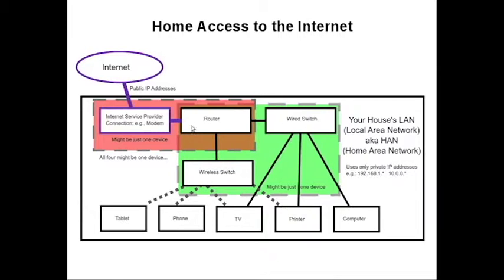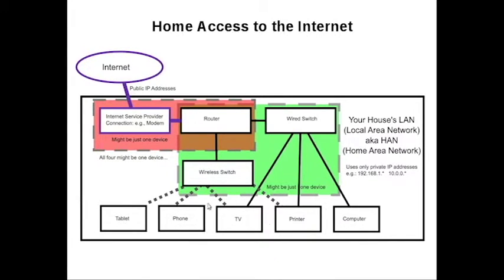So the next thing that has to happen is you need something called a router. The router translates between or forwards information between two different networks. So you have a network in your house. You have your tablet, your phone, your TV, printers, computers, whatever it is that you have networked, and some things are wireless and some things are wired perhaps.